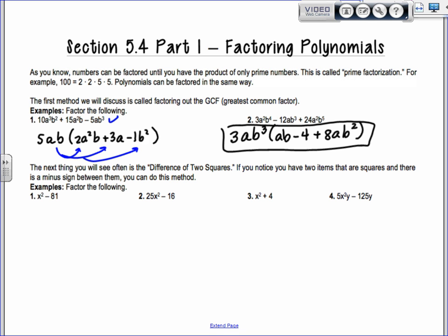Why do you have a minus 4? Because when I multiply back in, I need to be able to get that. Like if I do 3ab cubed times negative 4, that's giving me the negative 12ab cubed.